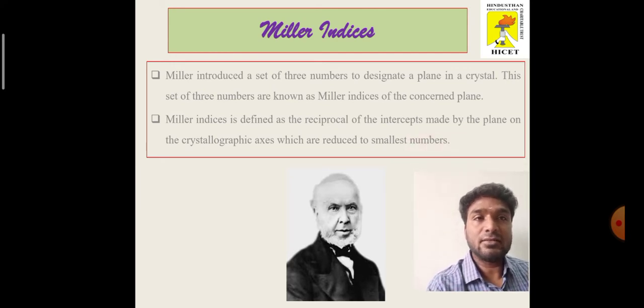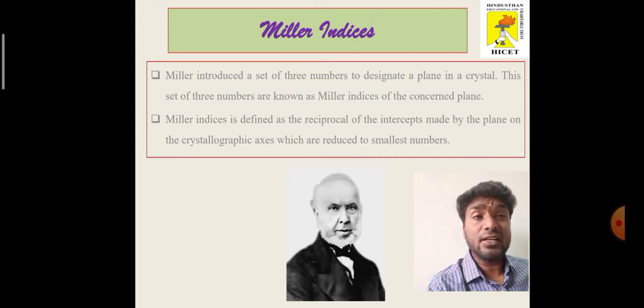From this quote, let me move to the Miller indices. Miller indices was introduced by the scientist Miller, whose image has been displayed. Miller introduced a set of three numbers to designate a plane in the crystal. This set of three numbers are known as Miller indices. Miller indices is also defined as the reciprocal of intercepts made by the plane on the crystallographic axis.